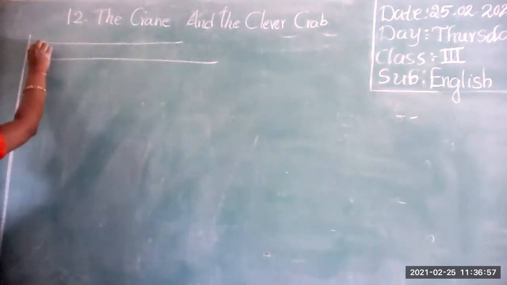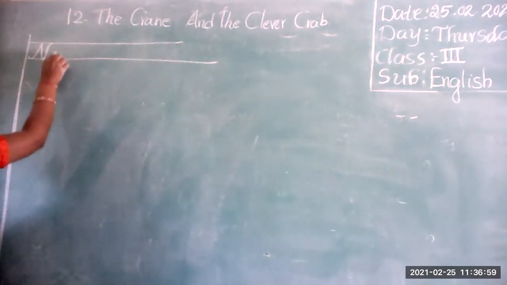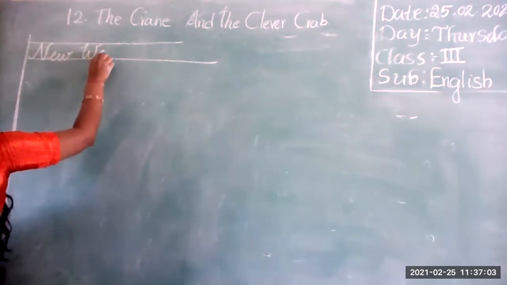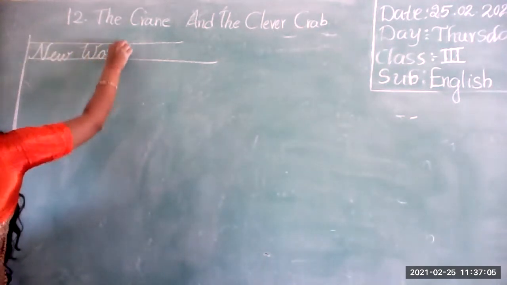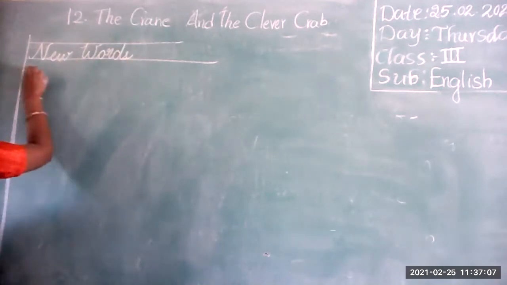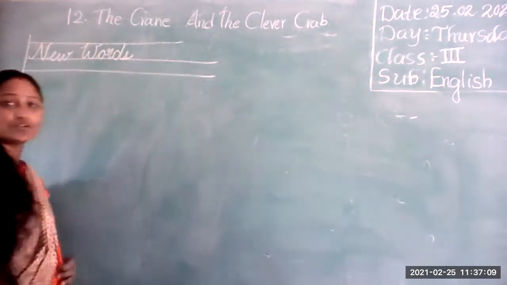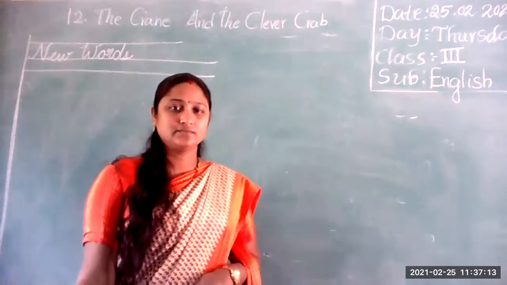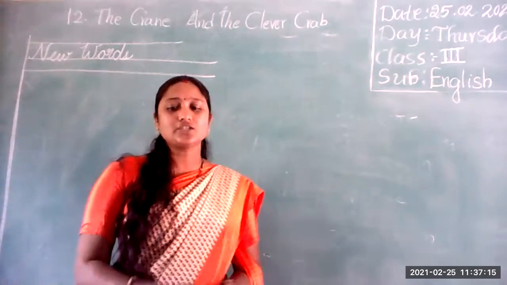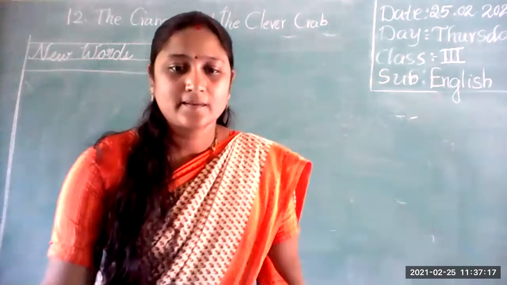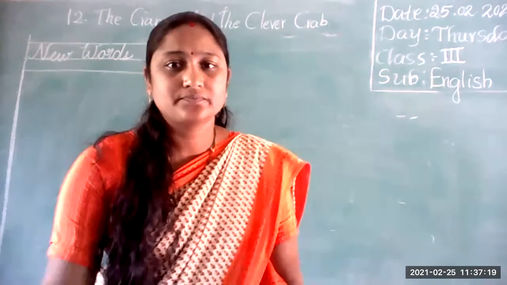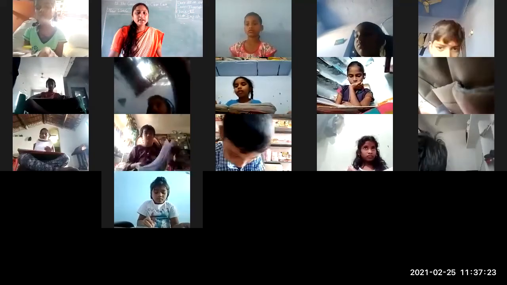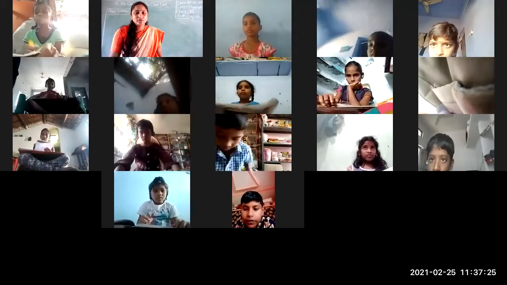New words. Running notes, so not in pen notes. You write in running notes. Okay, children? Write here. Take out your running notes, all the children. Open running notes. Show me your running notes, all the children.